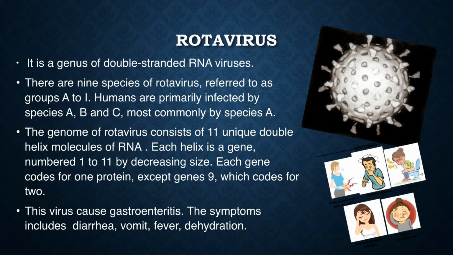Rotavirus is a genus of double-stranded RNA viruses. There are 9 species of rotavirus, referred to as group A to I. Humans are primarily infected by species A, B, and C, most commonly by species A. The genome of rotavirus consists of 11 unique double-helix molecules of RNA. Each helix is a gene. Each gene codes for one protein except gene 9, which codes for 2. These viruses cause gastroenteritis. The symptoms include diarrhea, vomiting, fever, and dehydration.